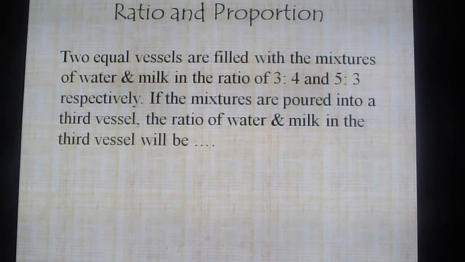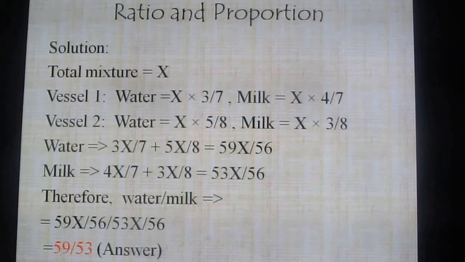So how much water is there in the first vessel? 3/7. How much milk is there in the first vessel? 4/7. How much water is there in the second vessel? 5/8. How much milk is there in the second vessel? 3/8. So let me solve. Water is added with water, milk is added with milk. Once you solve this, you will get 59/53.